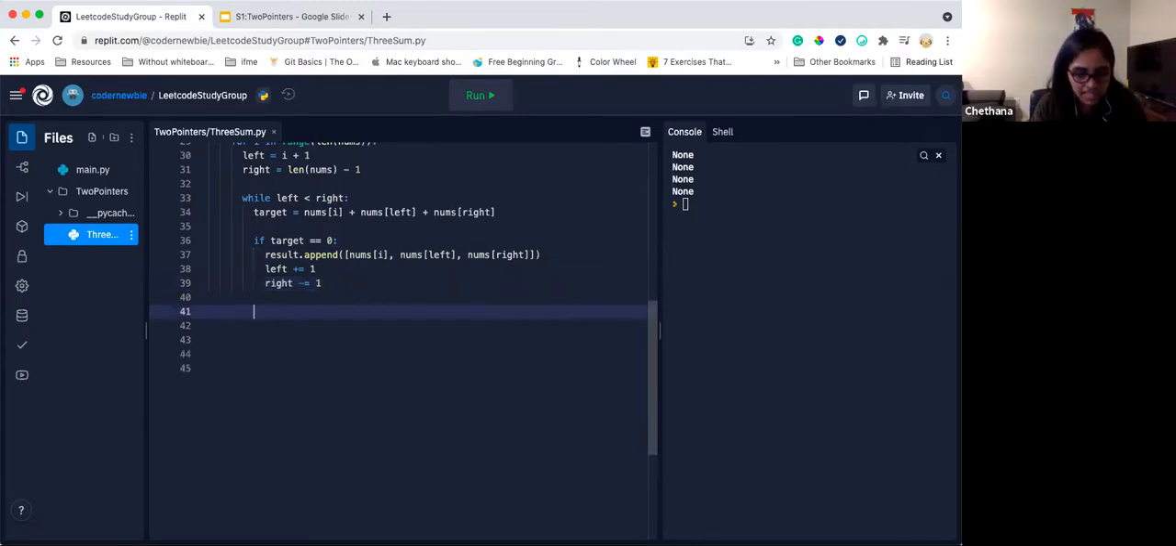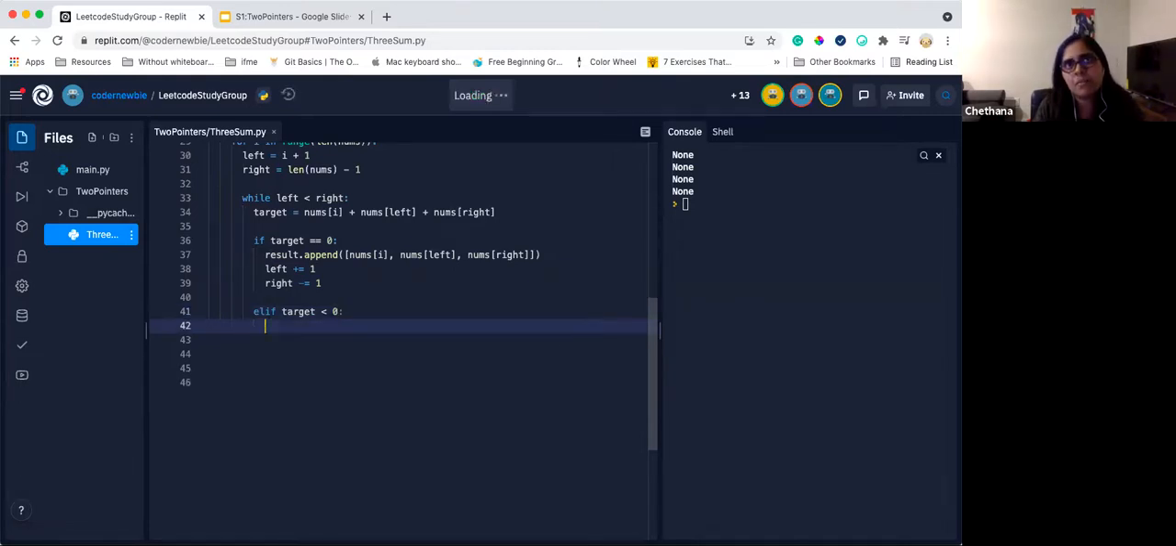And else, if your target is lesser than 0, what do we do now? Then that means we need to add more value, or increase some value there. So we need to move our left pointer closer to the right because it's sorted in ascending order. So here we're just going to increment our left pointer by 1, and at the end, usual stuff: we're going to decrement our right pointer by 1.